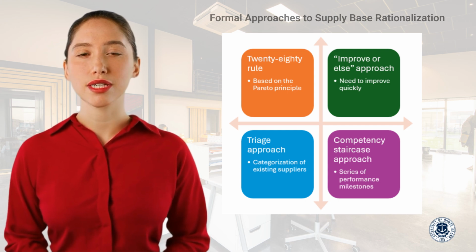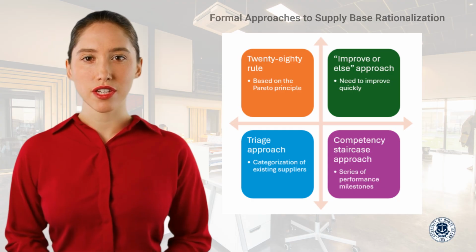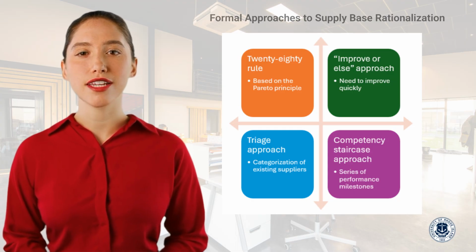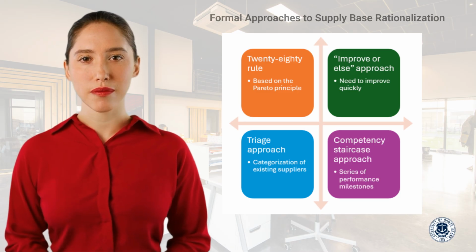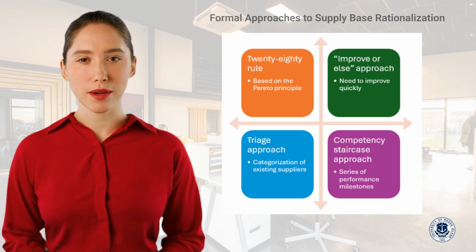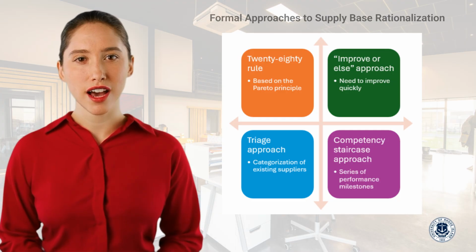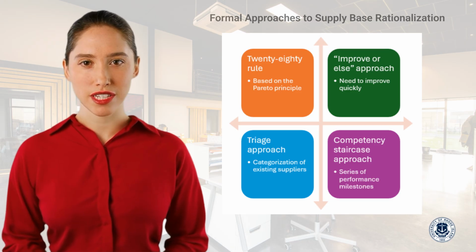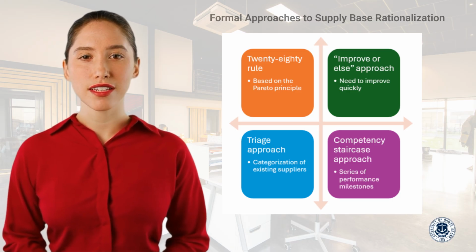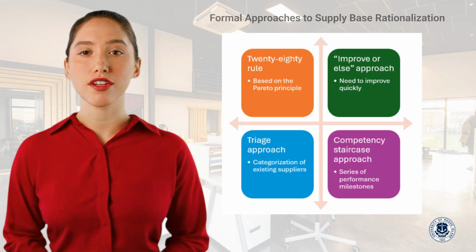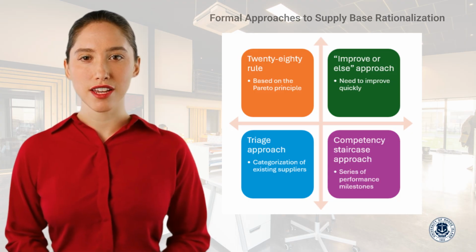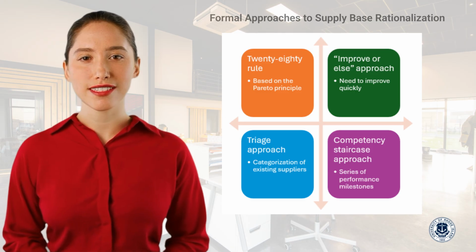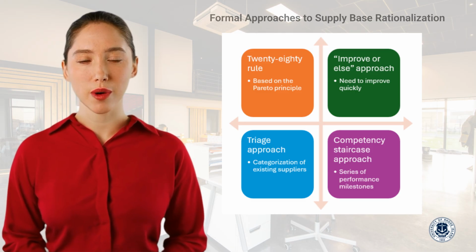Historically, firms accumulated vendors over years. Purchasing departments often added suppliers faster than they evaluated them. The result was a fragmented supply base, inconsistent quality, and high administrative cost. Rationalization asks a very direct strategic question. Which suppliers should we keep, which should we improve, and which should we exit? The formal approaches we'll discuss are systematic ways organizations answer that question.